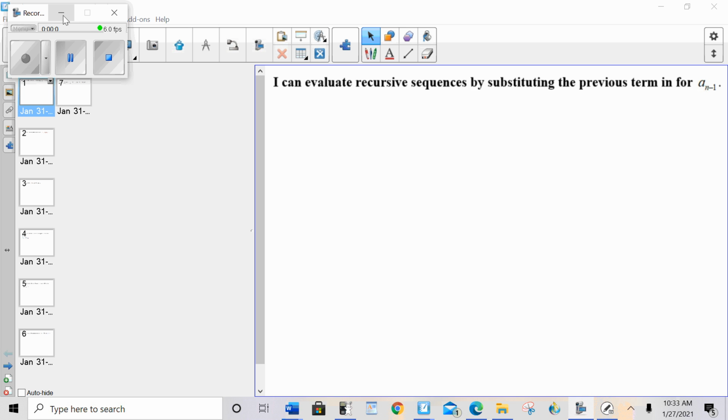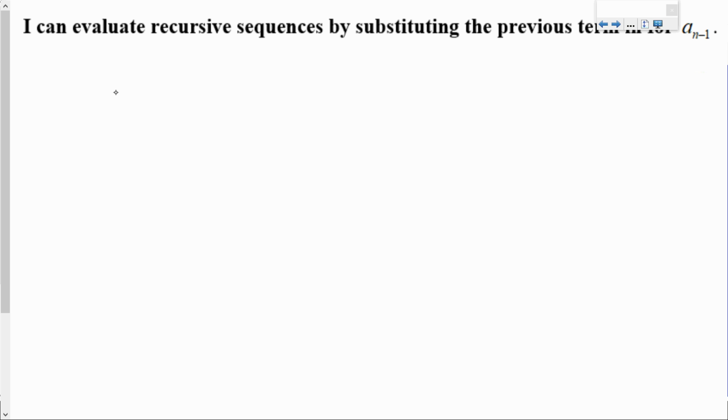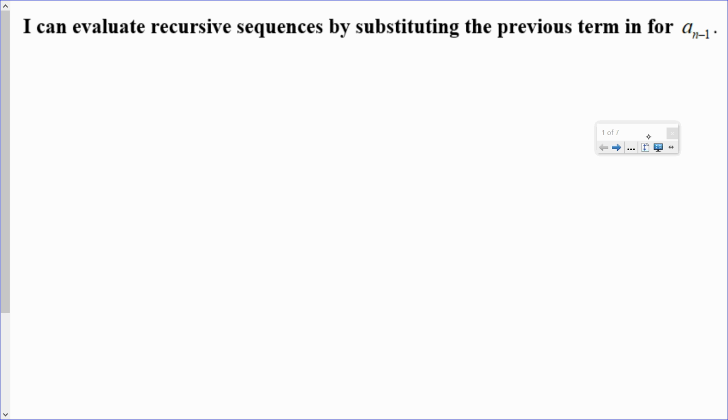Hello everybody, today I can evaluate recursive sequences by substituting the previous term in for a_{n-1}. So in the last lesson we wrote explicit formulas, we wrote explicit recursive sequences. Today I'm going to give you a formula and you're going to have to write the sequence. So again, super important thing to know.